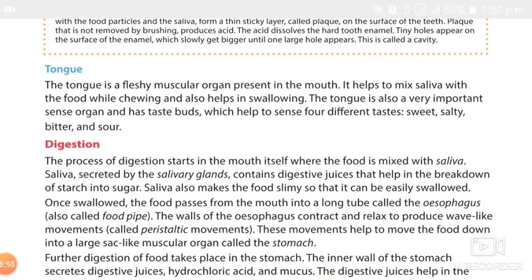The action of the teeth, tongue and saliva changes the chewed food into a soft mass called bolus. So through the mouth we are taking the food. With the help of the saliva, the teeth and tongue help to chew the food, and that chewed food is turned into a bolus. This is the first stage, ingestion.